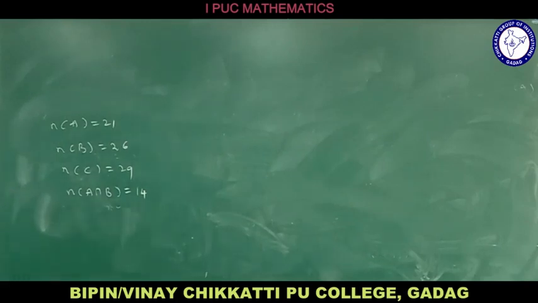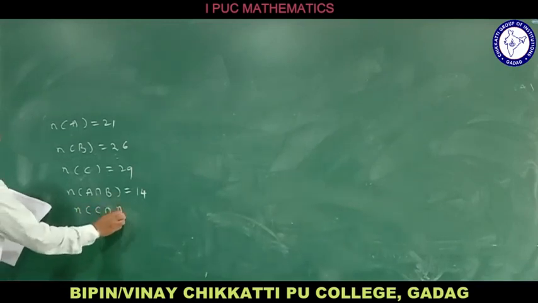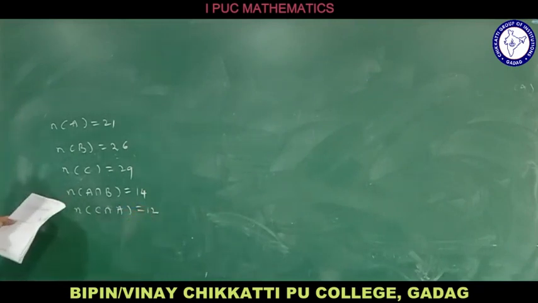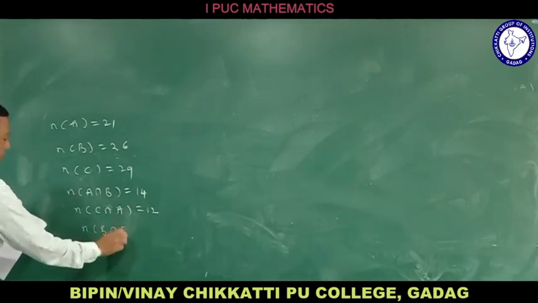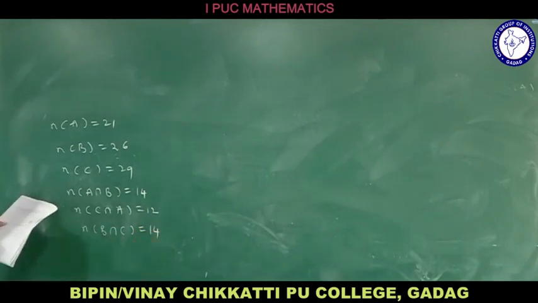And you have to see that 14 people liked A and B, 12 people liked C and A. C and A, how many? 12. And here you see that 14 people liked product B and C. N of B and C, that is 14. And here you see that 8 liked all.